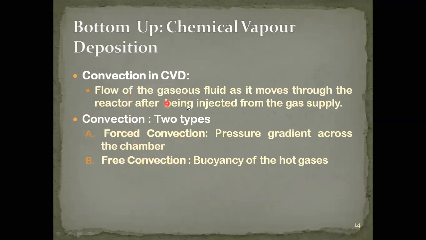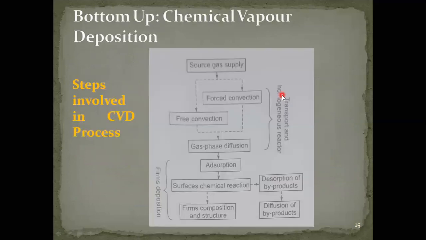Convection in CVD happens due to the flow of the gaseous fluid into the chamber. We have already discussed it, but at a glance, this is the source gas supply. It may be either forced convection or free convection. If it is forced convection, again gas phase diffusion will be there. Free convection, again gas phase diffusion, any of them. Even if both convections are used, it goes to diffusion. So this is all the transport process we have discussed.